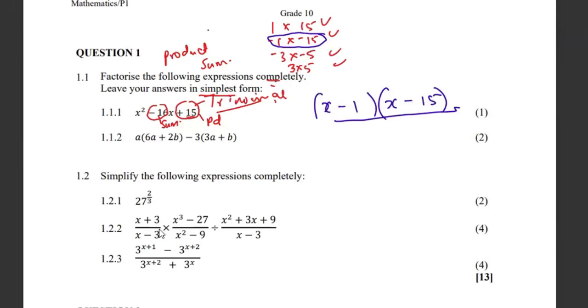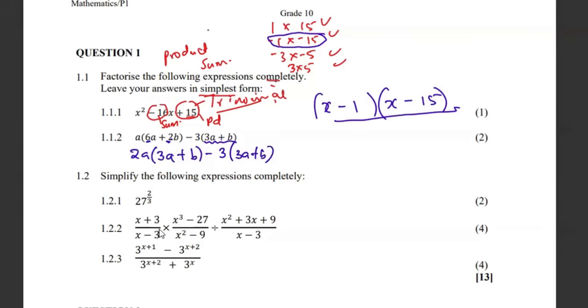Then 1.1.2, we're seeing a(6a + 2b) minus 3(3a + b). Now, what I notice is that inside this bracket, there's still something common. There's a 2 within the 6. So let's take out the 2. Let's factorize out the 2. So we're going to have 2a(3a + b) minus 3(3a + b). The aim is to create the same bracket as this one. Okay, and then we have it.